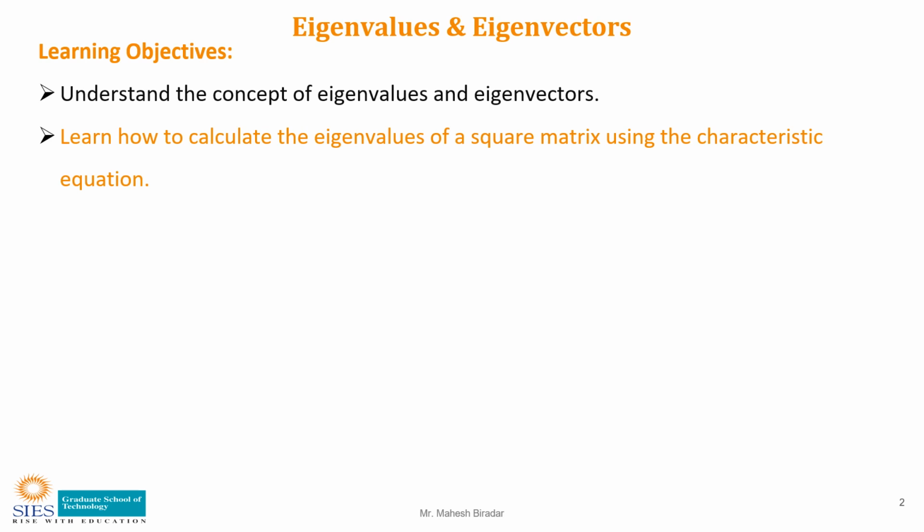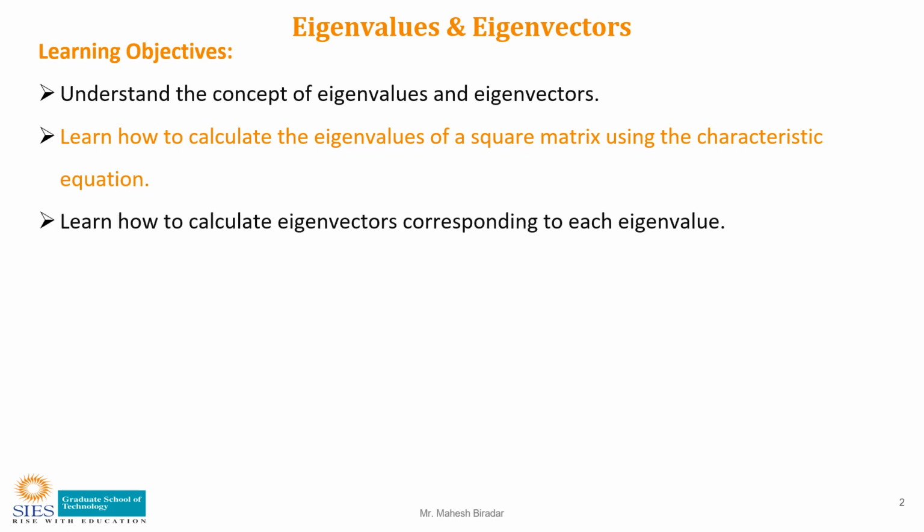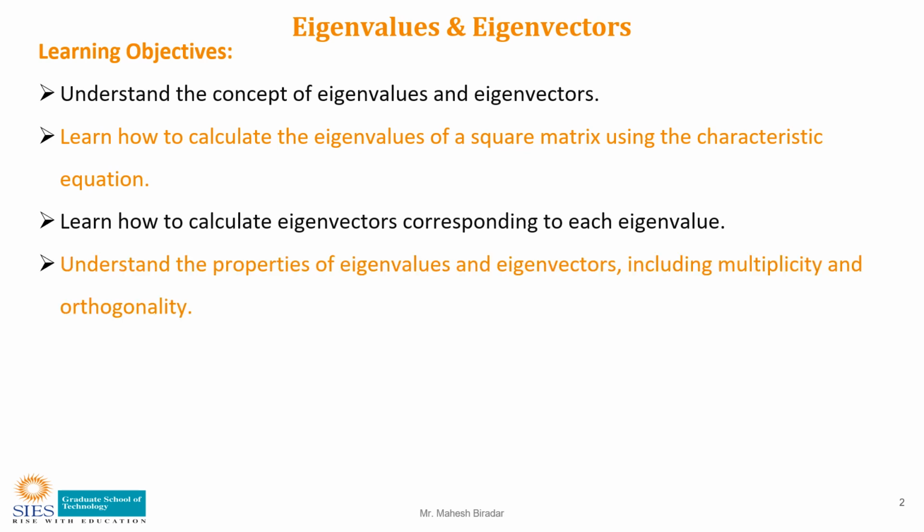Then we will learn how to calculate eigenvalues of a square matrix using the characteristic equation. We will learn how to calculate eigenvectors corresponding to each eigenvalue. Also, we will try to understand the properties of eigenvalues and eigenvectors, including multiplicity and orthogonality.